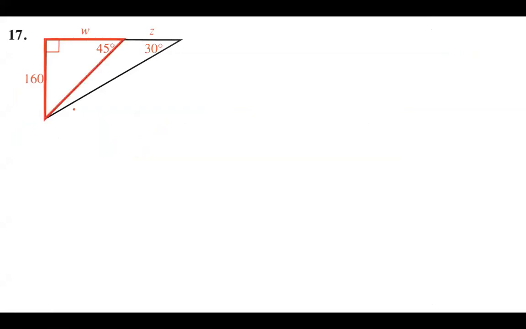If you look at that triangle right there, one of the angles is 90 and one of the angles is 45. So therefore, it's a 45, 45, 90. We know that for all 45, 45, 90 triangles, the two legs are exactly the same value, because remember, it's an isosceles right triangle. And the hypotenuse is a root 2, or leg root 2. Since both sides are exactly the same, that means that W is 160. All right, we're done with W.